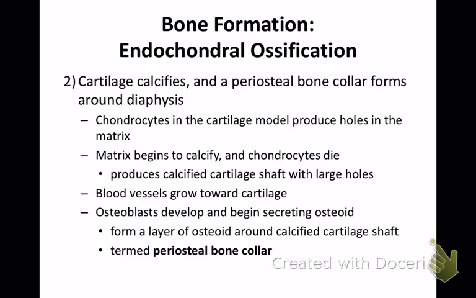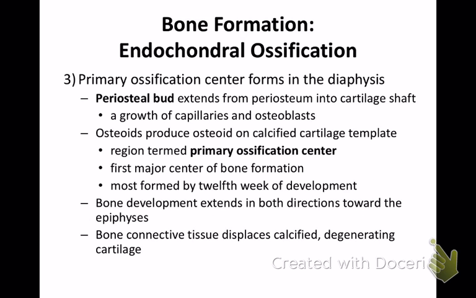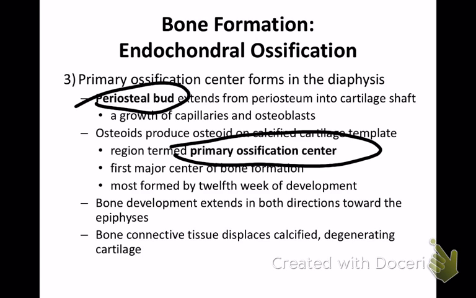Okay, so let's pick up where we left off. We got our bone collar formed, right? We get this little bud that starts to form, the periosteal bud. It's going to bring in the blood supply and the osteoblasts. Those osteoblasts are going to give you your primary ossification center. Where are you in a long bone if it's a primary ossification center? In the middle, which is the shaft, the diaphysis. And then most of those have started by about the 12th week of development. And then you're going to do the epiphyses later.